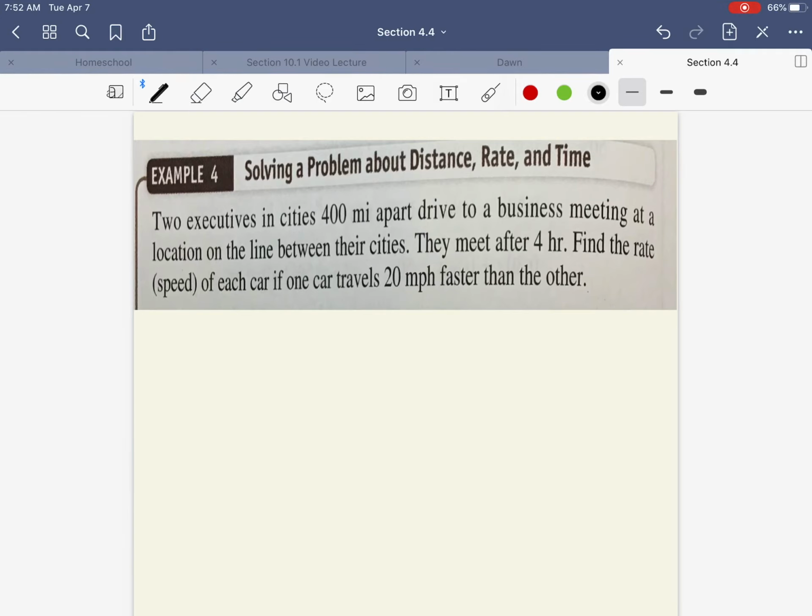All right, so for this, we need to use the distance formula. So distance is equal to rate times time, or D is equal to R times T. I'll write it as R times T is equal to D. The rate times the time is equal to the distance. So anytime you see the word speed, we know that we're talking about the distance.